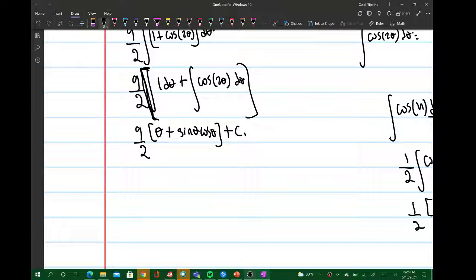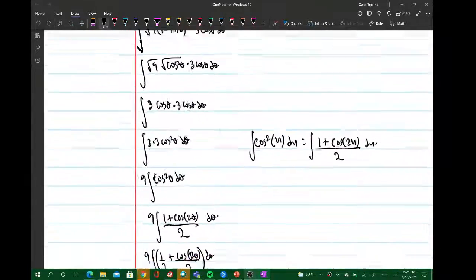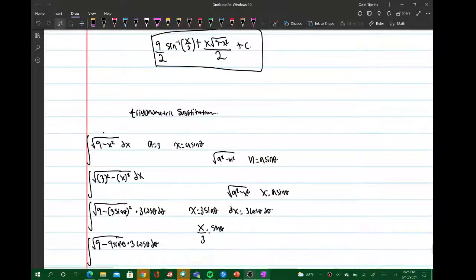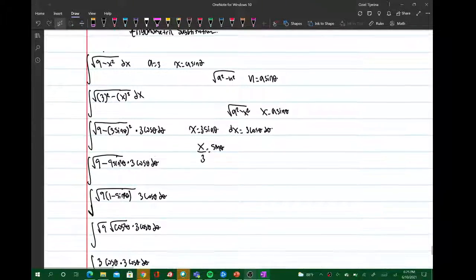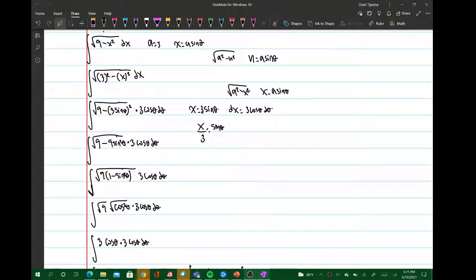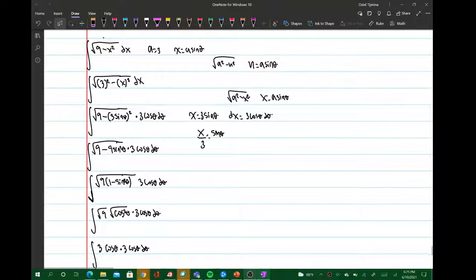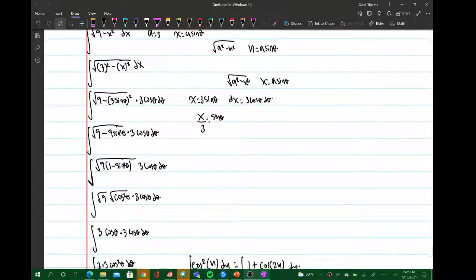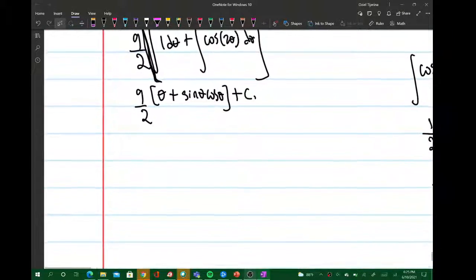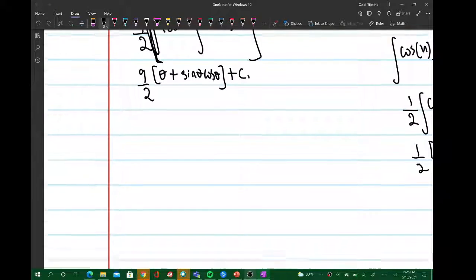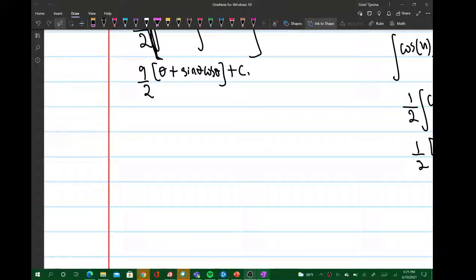And then plus c. But remember, our integral was not in terms of theta, it was in terms of x. So we need to go ahead and make this in terms of x. Now, using right triangle trigonometry, we can find this in terms of x, okay?